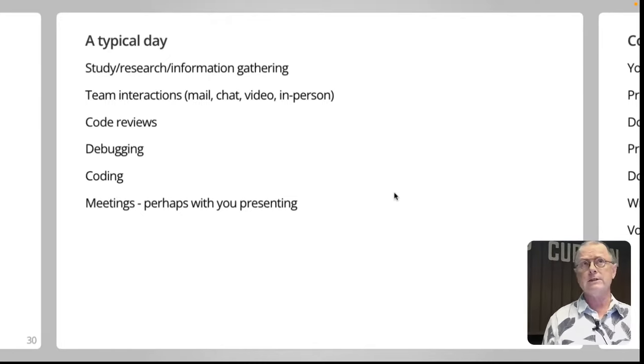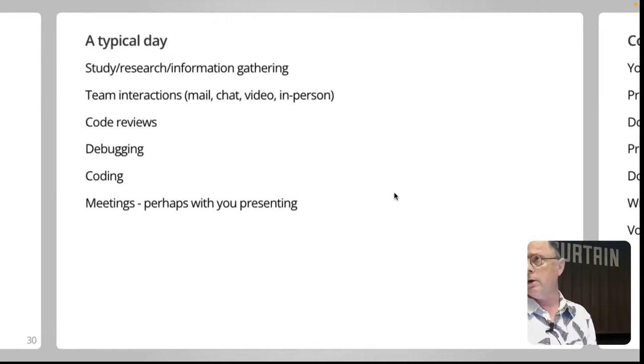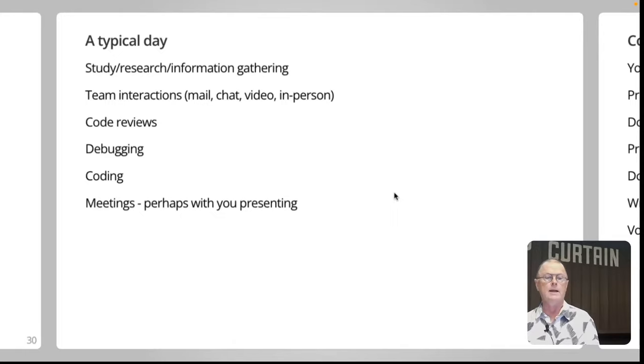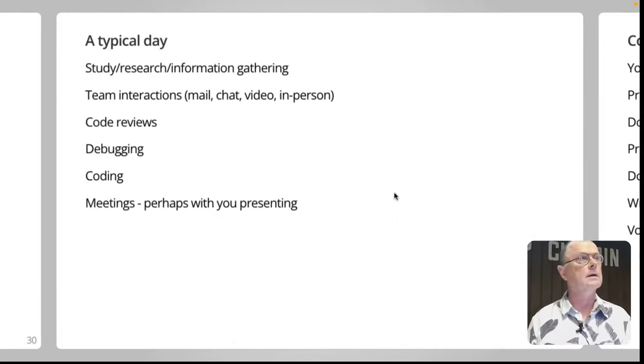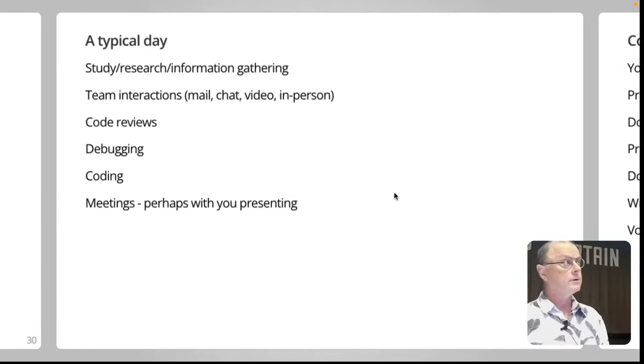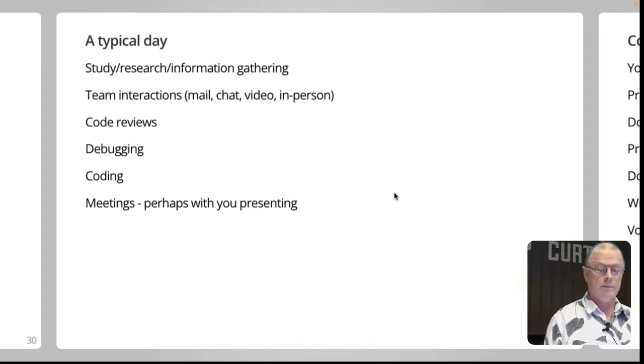There's going to be a lot of interactions with your team. They're really important. What are you working on? What are you working on? Can we work together? If I do this first, will it interfere with what you're up to? How do we coordinate all that? Some of that may be through mail, some of it in person, some of it messaging and chat. A lot of that goes on. Going to lunch with your team is actually a really nice way to keep things moving.